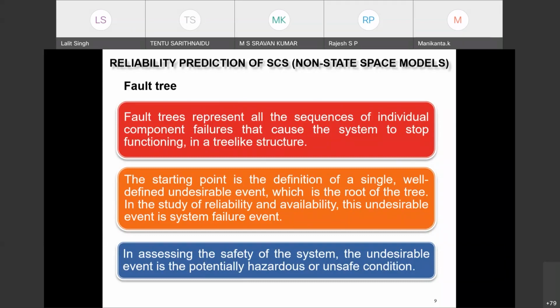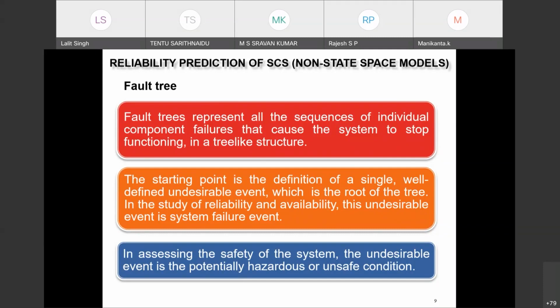So the top failure event is my laptop is not working. And now I want to know the reliability of your laptop. So how can I do that? I will try to deduce the root causes of that particular event.